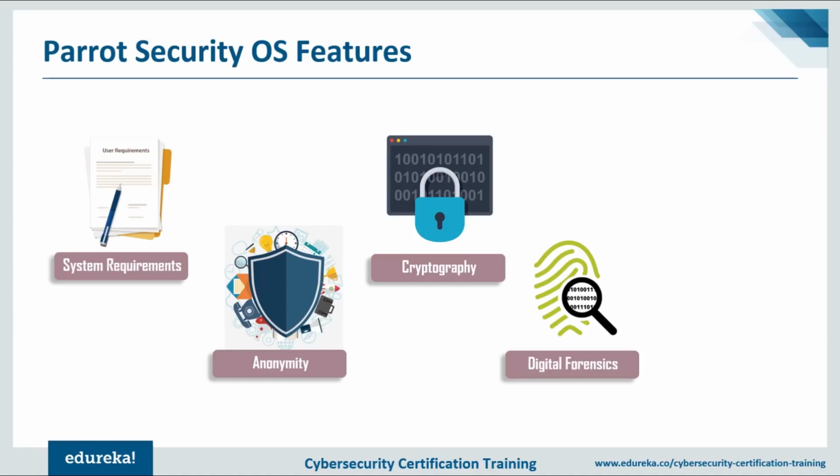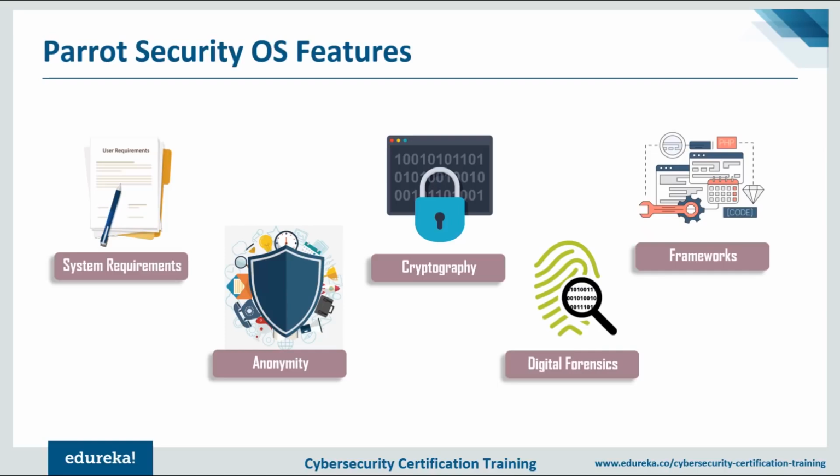It embraces the Python programming language, multiple compilers, debuggers, and beyond. It also provides full support for developing frameworks for embedded systems and many other amazing features. So guys, these are a few features of Parrot OS. So basically, Parrot operating system supports anonymity. It offers different kinds of cryptography tools. It also supports forensic mode, and it also provides the opportunity to develop frameworks for embedded systems and many other amazing features.